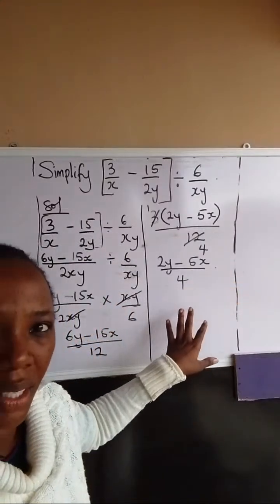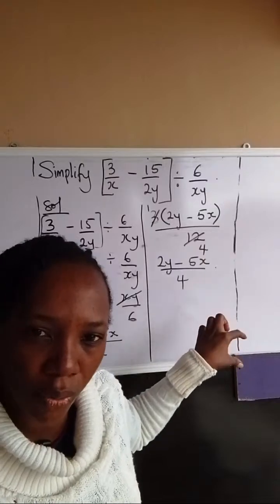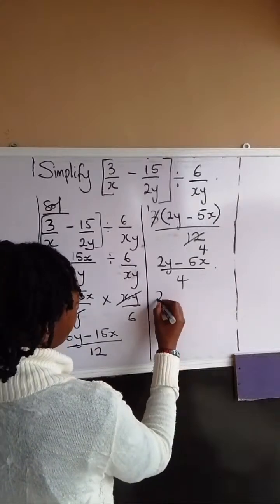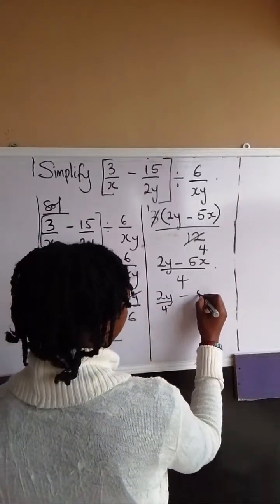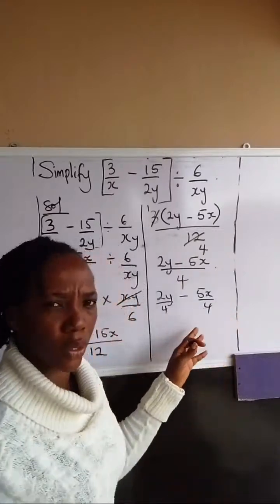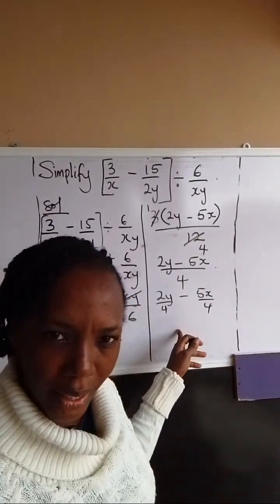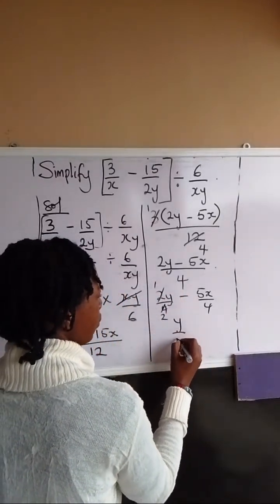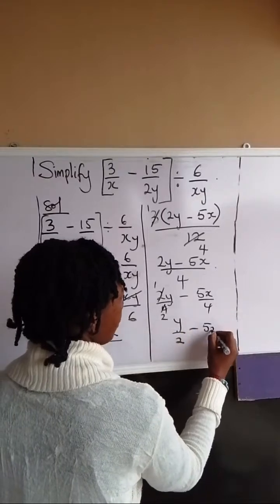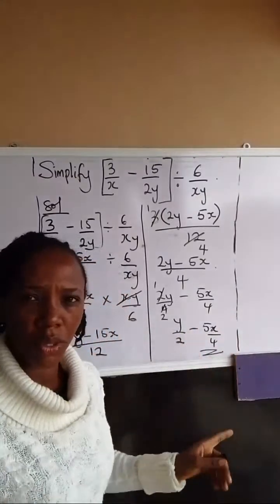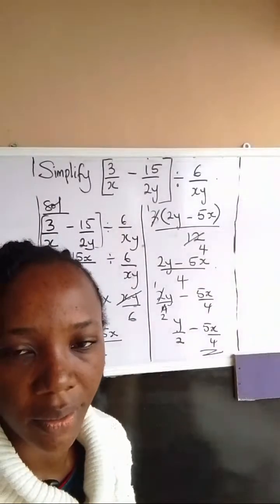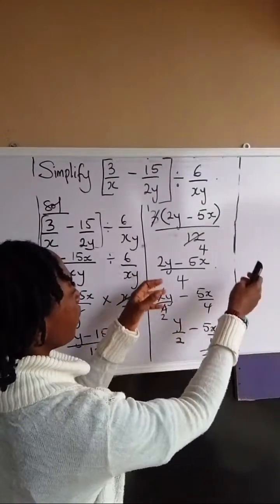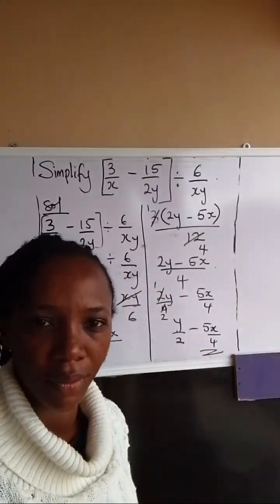So you can leave the answer like this, and you can go further and break it like this: 2y over 4 minus 5x over 4. I think this is what Math TV and Math Online did. So you can have y over 2 here minus 5x over 4. So whichever way, everything is right. Whichever way you leave your answer, it's still correct. Very easy.